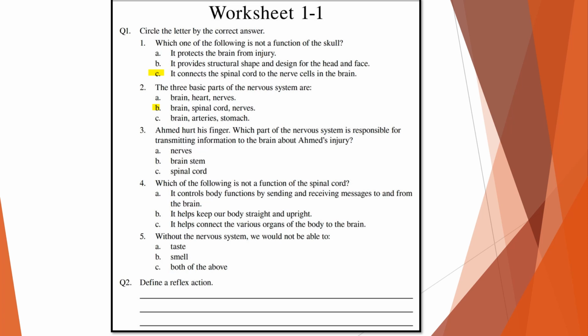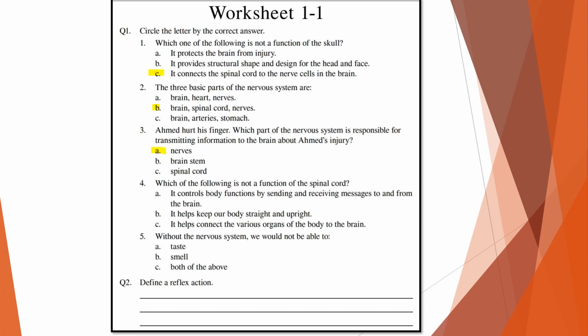The third statement is, Ahmed hurt his finger. Which part of the nervous system is responsible for transmitting information to the brain about Ahmed's injury? And your options are, A, nerves, option B, brain system, option C, spinal cord. And the correct option is option A, nerves.